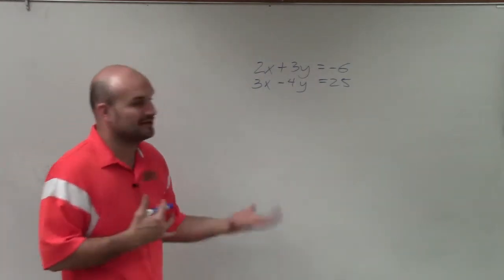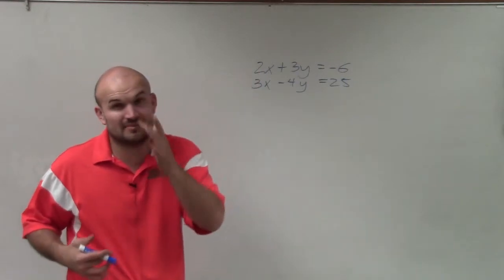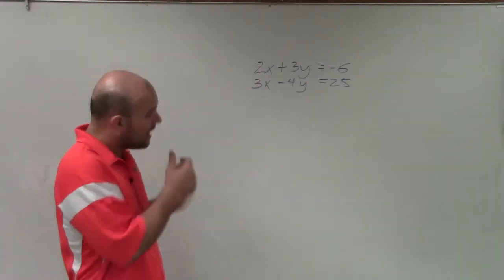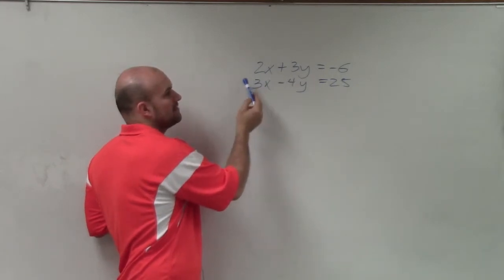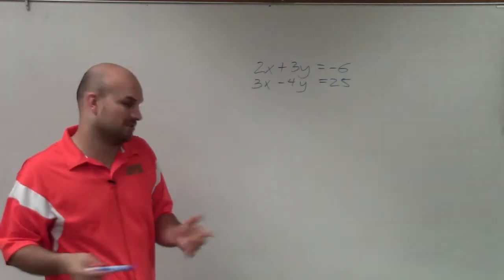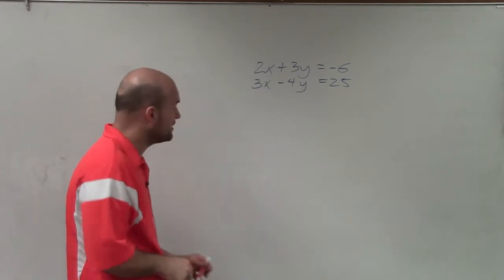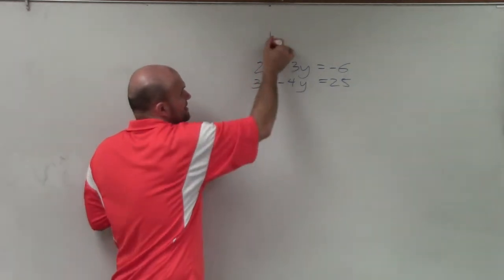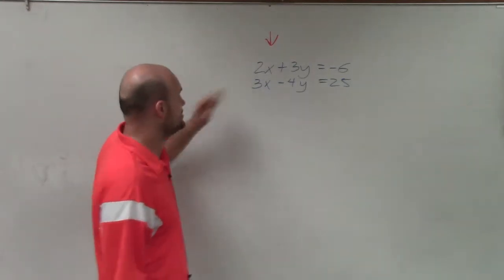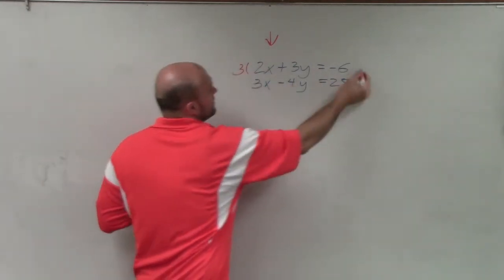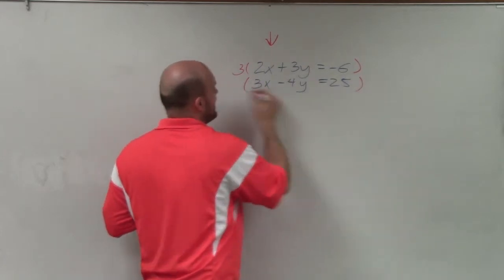So it's not really going to be easier for solving for x than it is for y, or for y than x. However, I would say that if I only have to multiply by 3 and 2 rather than by 3 and 4, that might make the problem a little bit easier. So what I'm going to do is solve for x. And therefore, I need to get my variables to be exactly the same. So to do that, I'm going to multiply the top equation by 3 and my bottom equation by 2.